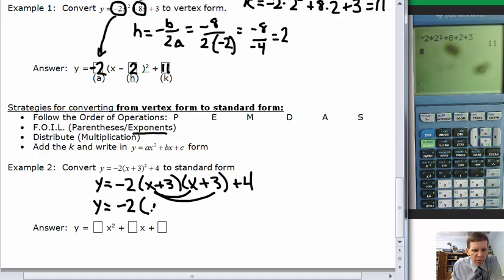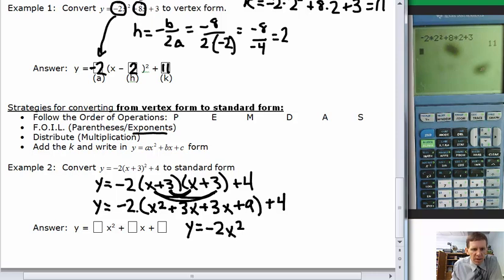x times x is x squared. x times positive 3 is positive 3x. I'm going to multiply this 3 times the x and the 3 times the 3. 3 times x is 3x again. 3 times 3 is 9. And we're going to stick that plus 4 at the end. Then we distribute, which means we multiply everything through by negative 2 inside that set of parentheses. Negative 2 times x squared. Negative 2 times 3x, and negative 2 times 3x again, that's negative 6x. Negative 2 times 9 is negative 18, with a plus 4 at the end.